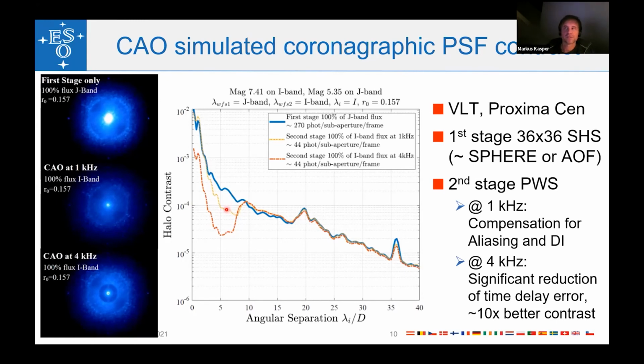So the pyramid wavefront sensor is less affected by aliasing. So you correct some of the aliasing that the first stage still sees, and you produce a contrast gain here. But then a big drop comes in if you run the second stage at 4 kilohertz, and you really improve the contrast almost by a factor of 10 with respect to the first stage correction only.